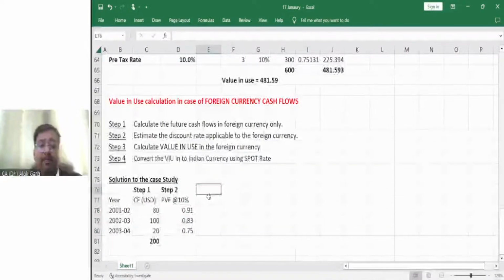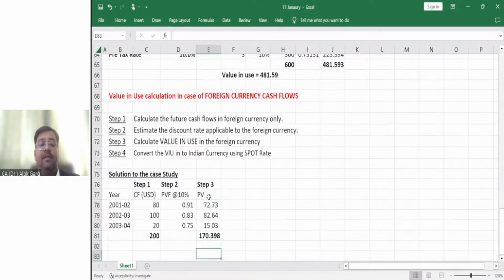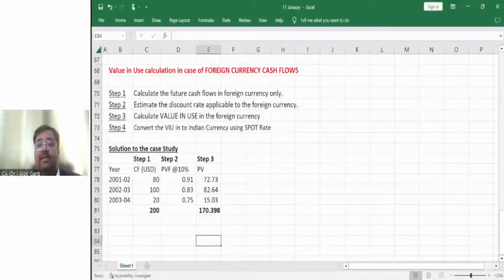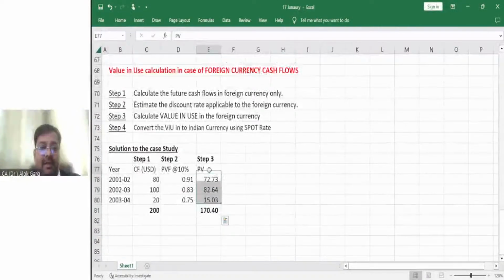What is your step number three? Compute value in use, compute present value. So present value is value in use. What is your value in use in foreign currency? Your value in use in foreign currency is $170.40, and this is in dollars. Let me write down here, present value in USD.